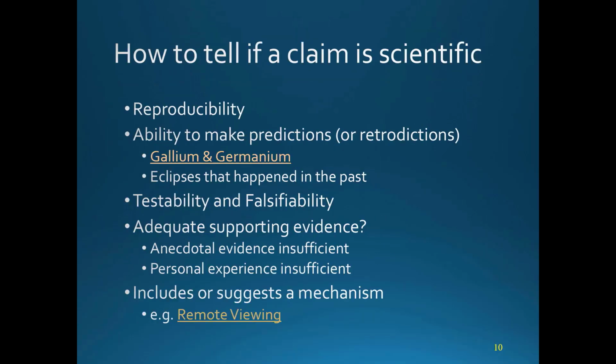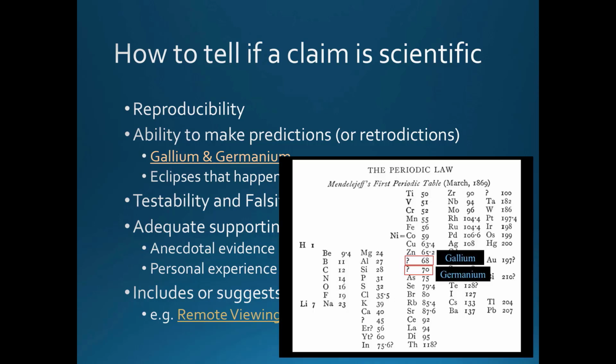So moving on, how to tell if a claim is scientific? Well, one of the most important things to keep in mind is whether or not that claim is actually reproducible, okay? And as we said earlier, you have to be able to make predictions or retrodictions about it, okay? So I have here a hyperlink about gallium and germanium, and I will post that, but here it is, okay?